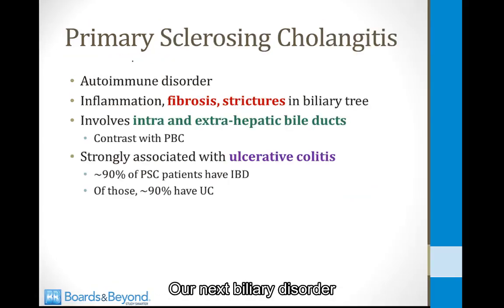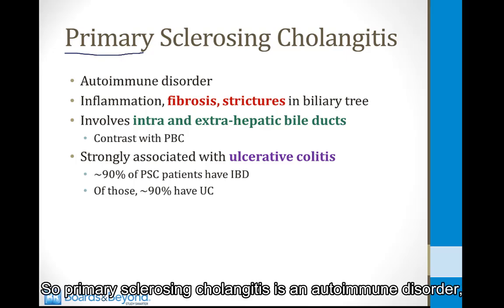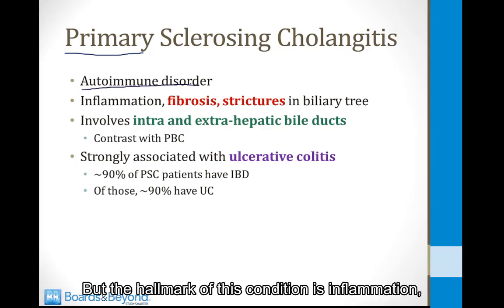Our next biliary disorder is called primary sclerosing cholangitis, and many students confuse this with primary biliary cirrhosis because both conditions are rare. They both involve the biliary tree, and they both have the word primary in the name of the disease, but I'm going to teach you how to tell them apart in this module so that you never confuse the two.